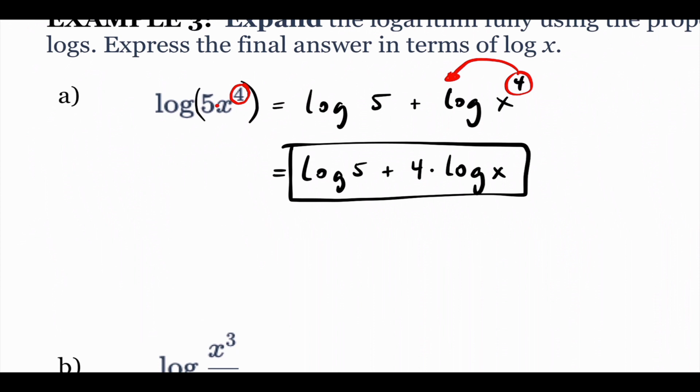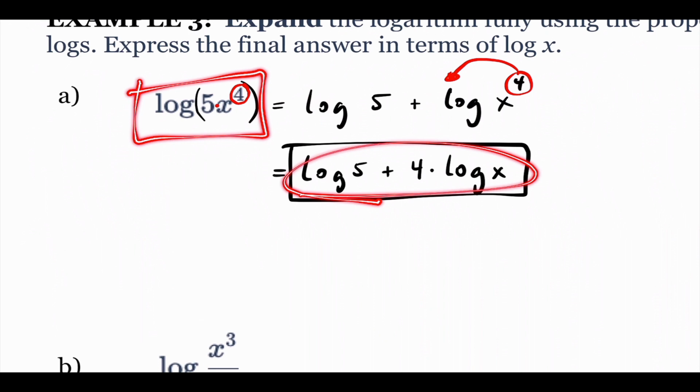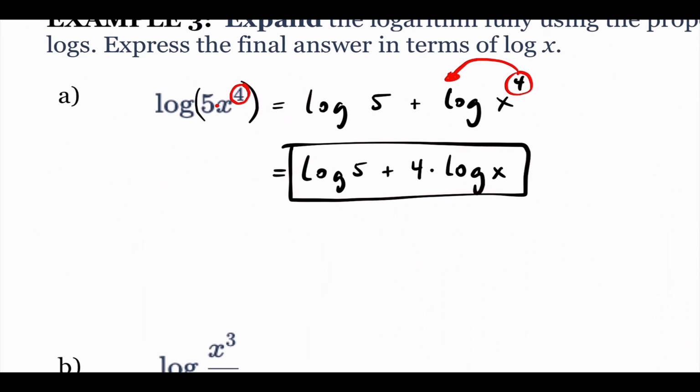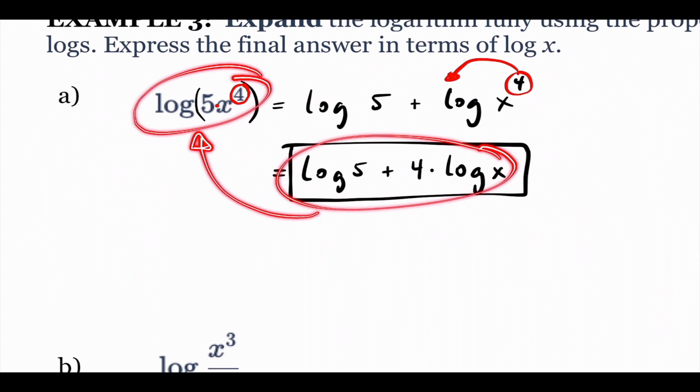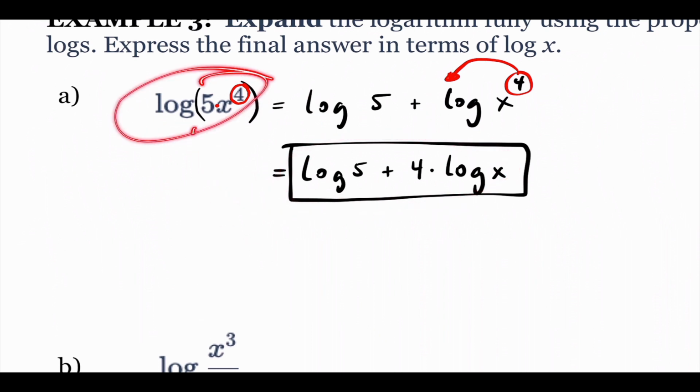If I were to condense this like I did on the last problems, I should get this as my answer. That's how you can check your answer. If you condense this, I should get this. If I expanded this, I should get this. You're just going backwards and forwards. Okay. All right, letter B.